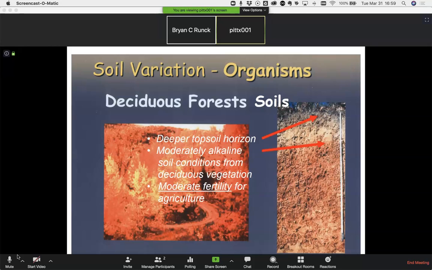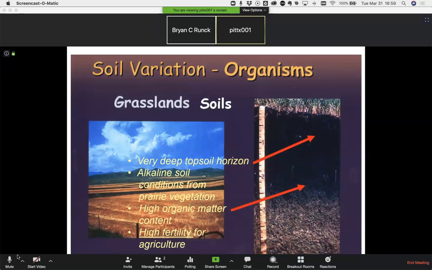Deciduous forest soils, soils in which deciduous forest evolved, tend to have deeper topsoil horizons. They tend to be more moderately alkaline soil conditions from the deciduous vegetation itself, and they tend to have moderate fertility for agriculture. Soils evolving in grassland or prairie conditions tend to have a much deeper topsoil horizon.